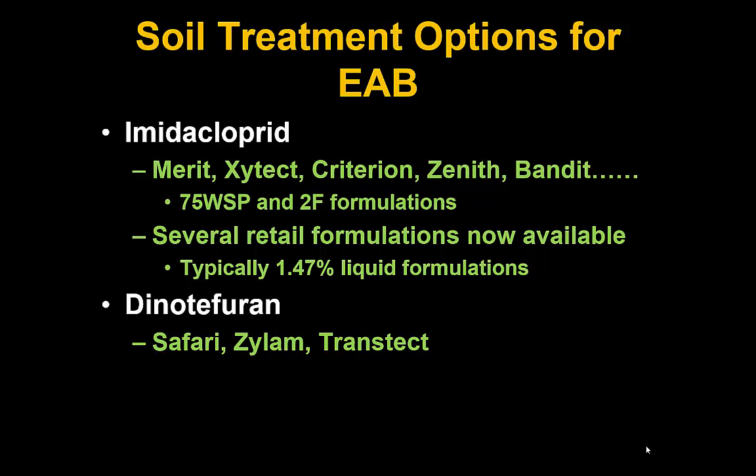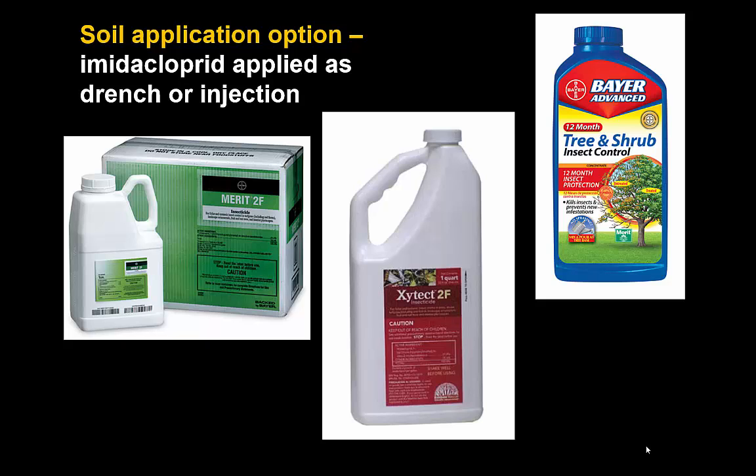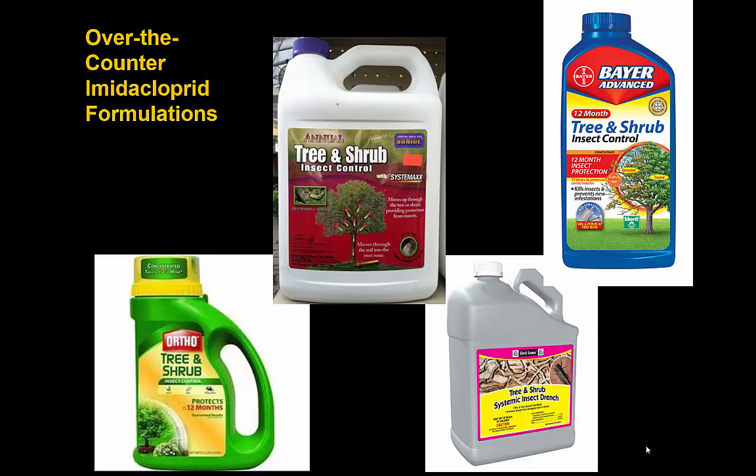So the soil treatment options for emerald ash borer involve mostly imidacloprid. This is the cheapest product to be used for this insect. It is the most widely available, including over-the-counter products that you can find. It is applied as a drench, or less commonly as an injection, but imidacloprid is usually applied as a soil drench. And again, there are multiple over-the-counter formulations of this product, unlike the other products.